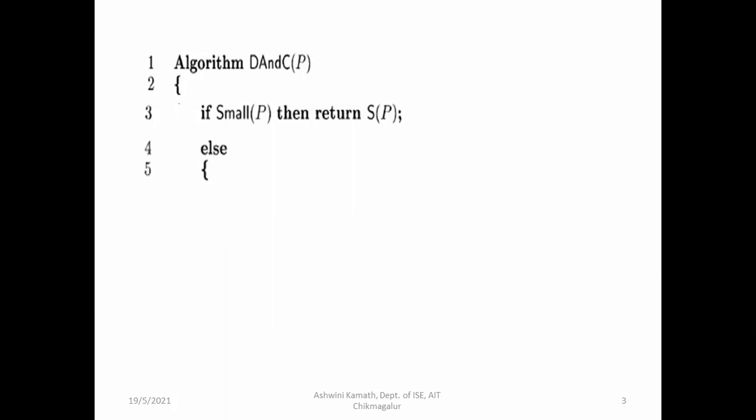Else, divide P into smaller instances, that is P1, P2, and so on up to Pk, where k is greater than or equal to 1. Divide the problem P into k subsets. Why is k greater than or equal to 1 here? Because when we have only one subproblem and we recall this function, it will check Small(P) and return the solution to P.